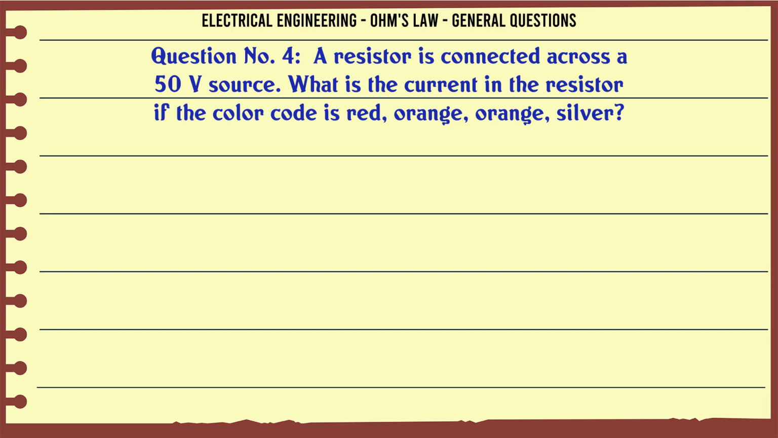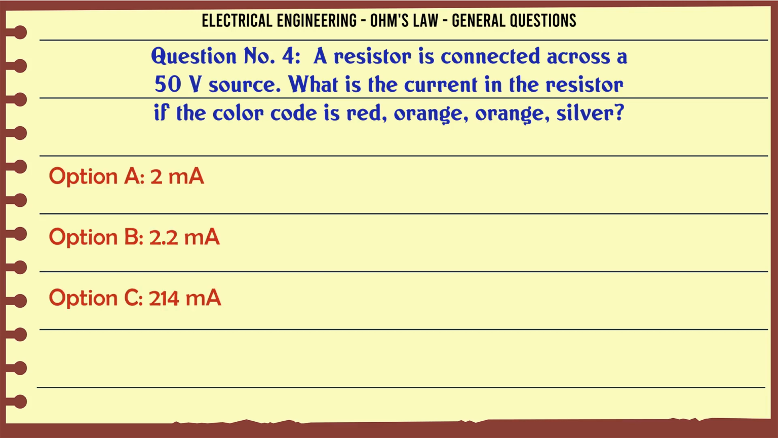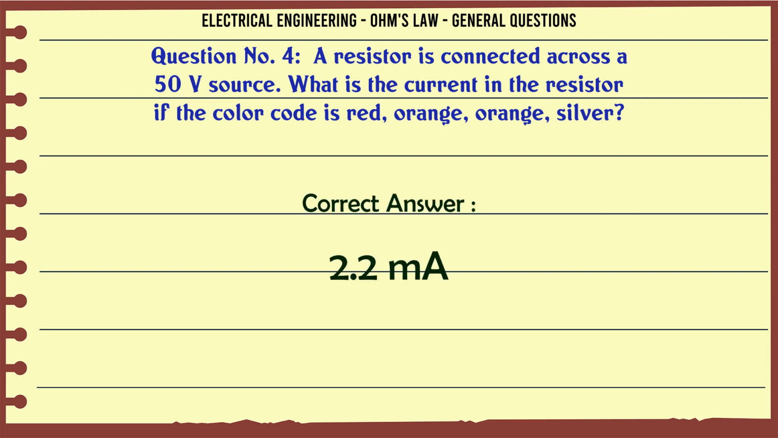A resistor is connected across a 50 V source. What is the current in the resistor if the color code is red, orange, silver? A) 2 mA, B) 2.2 mA, C) 214 mA, D) 21.4 mA. The correct answer is 2.2 mA.